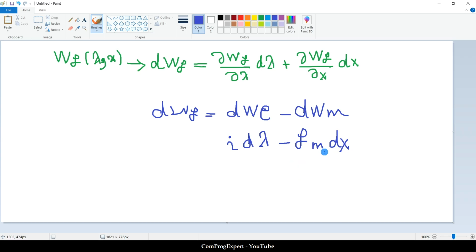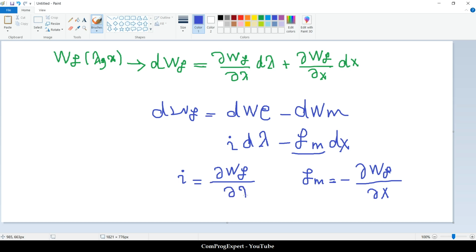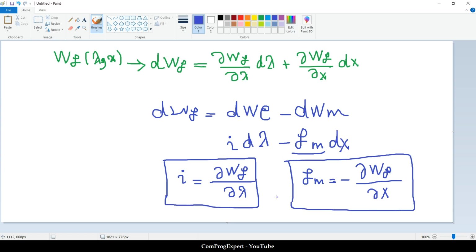So the magnetic force f_m is the negative of the partial derivative of energy with respect to x, and the coil current is the partial derivative of energy with respect to lambda. Yes, again, we have this important equation. Similarly, you can derive the corresponding equations for co-energy, and for co-energy, find a relationship between current and flux linkage.